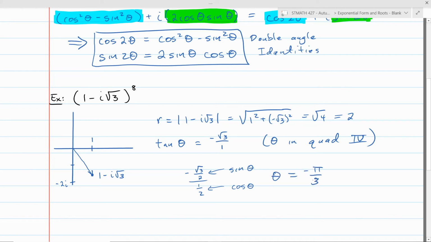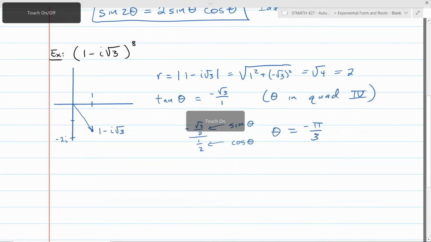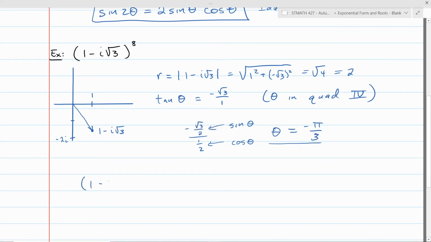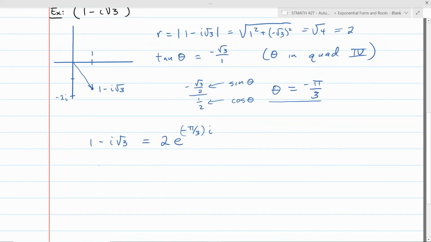I mean, I could have said 5 pi over 3, but that wouldn't be the principal argument. That would just be an argument. But in any event, there's my angle. So then I can say 1 minus i times the square root of 3 is equal to 2 times e to the negative pi over 3 times i. And now raising this thing to the 8th power is not a big deal.